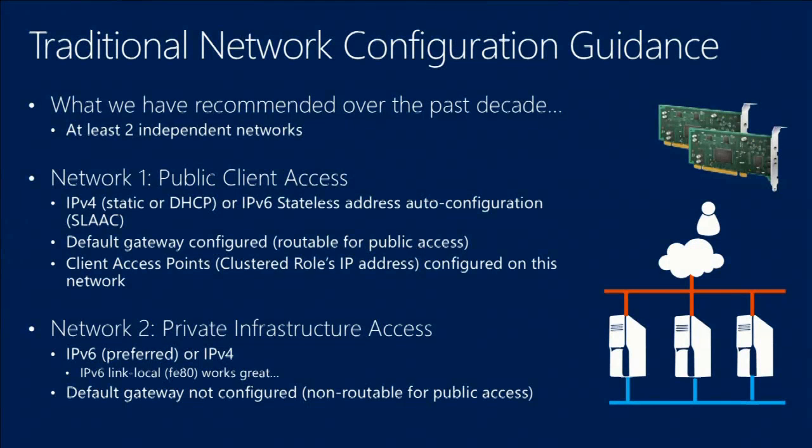So traditionally, for a long time, the guidance in terms of cluster network configuration was simple. You have two networks so that it gives you redundancy, and one of the networks is for your client access, and one of the networks is for the cluster infrastructure traffic, which is the three buckets that I just talked about.